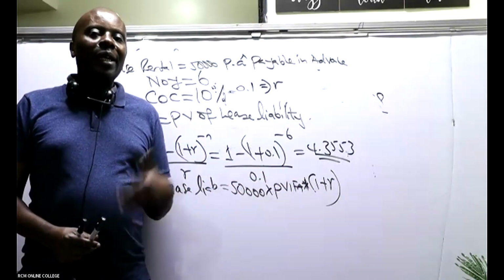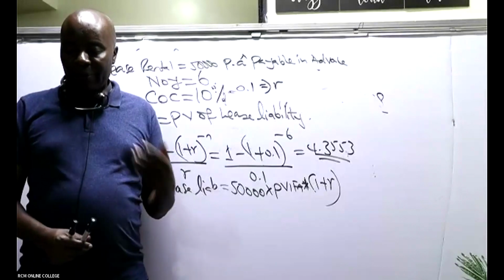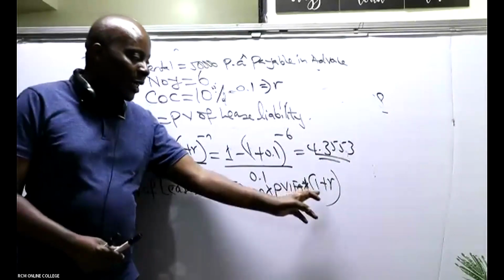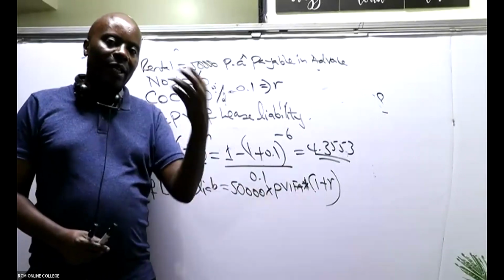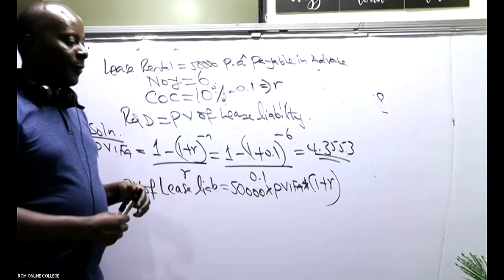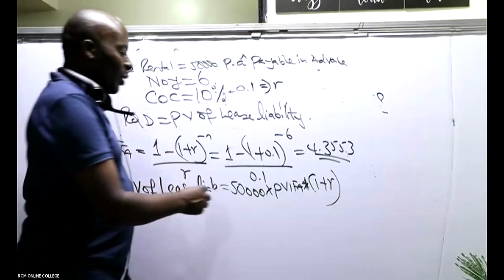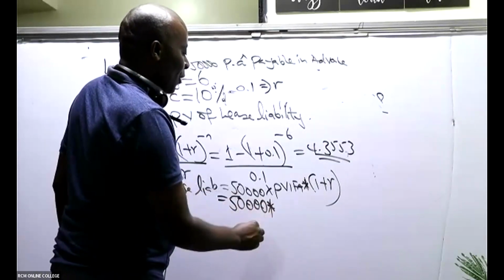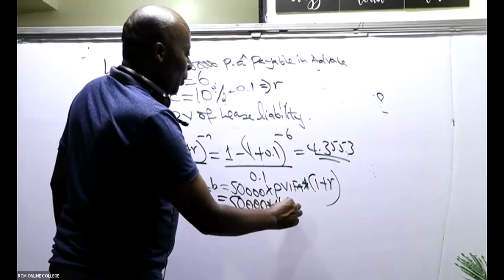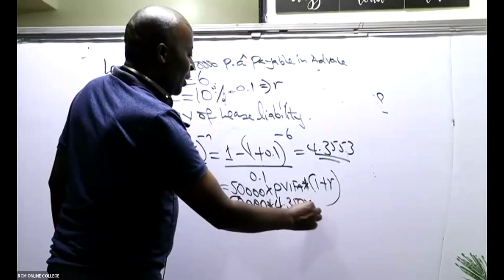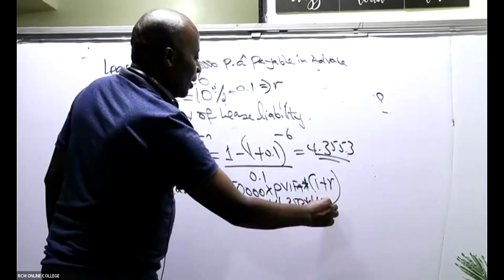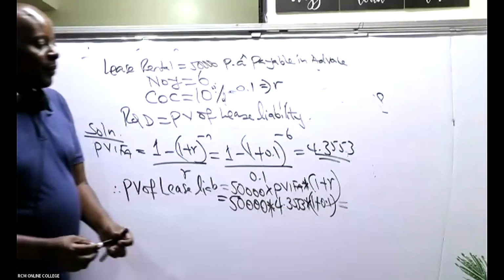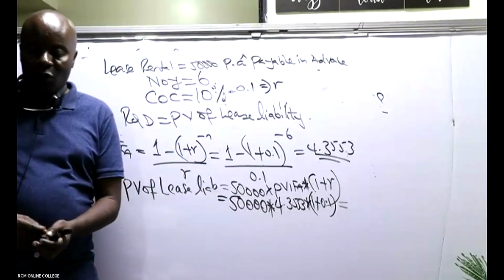It's being paid in advance. It's being paid up front, or it's being paid in advance. You should always add this 1 plus R. Take care of that term which comes up front. So then this one will be 50,000 times our PV FAR of 4.3553 times 1 plus 0.1. So that 1 plus R stands for what here?